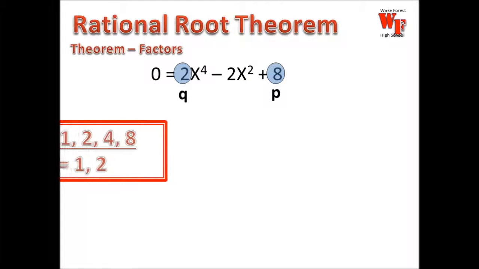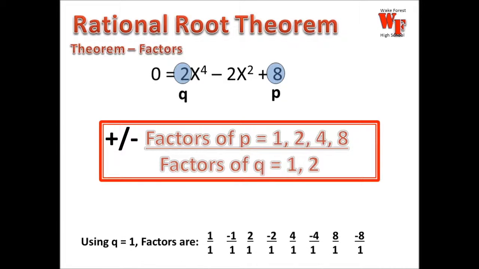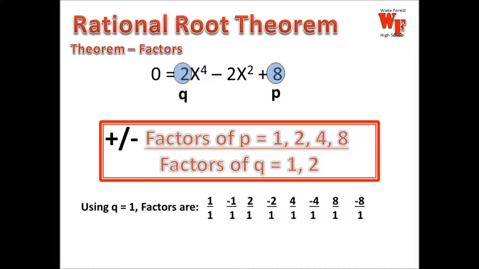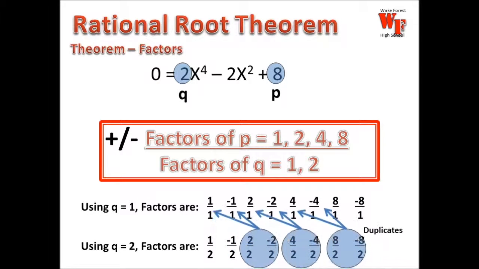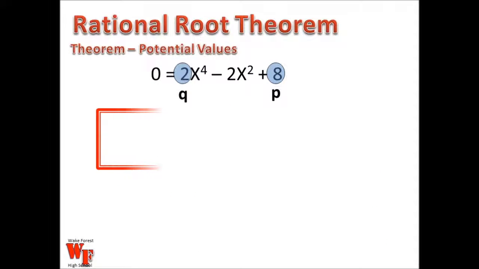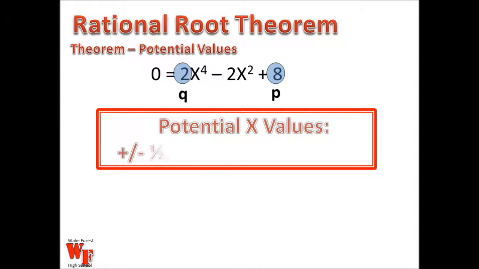Knowing what p and q are, we now can write all the factors of p, which is 1, 2, 4, and 8, and q, which is 1 and 2. Using q as 1, here are the factors. Using q as 2, here are the factors. We see that some are duplicates. Our potential factors are positive or negative 1/2, positive or negative 1, positive or negative 2, positive or negative 4, or positive or negative 8.